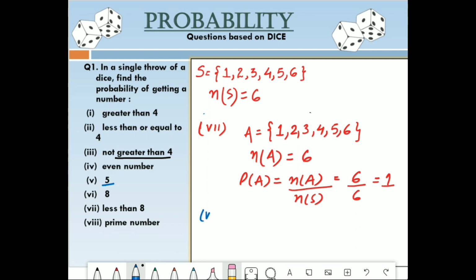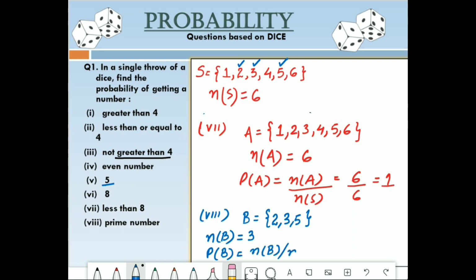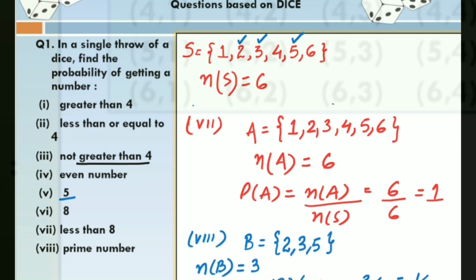Now the next part, the 8th part, is the probability of getting a prime number. Okay, we have 2 as a prime number, 3 as a prime number and 5. So we have 3 favorable outcomes, 2, 3 and 5, in the case of a dice. So the number of sample points in this is 3, and for the probability in this case I am using the formula n of B divided by n of S, which is equal to 3 divided by 6, and we need to simplify this. 1 upon 2 is the final answer.